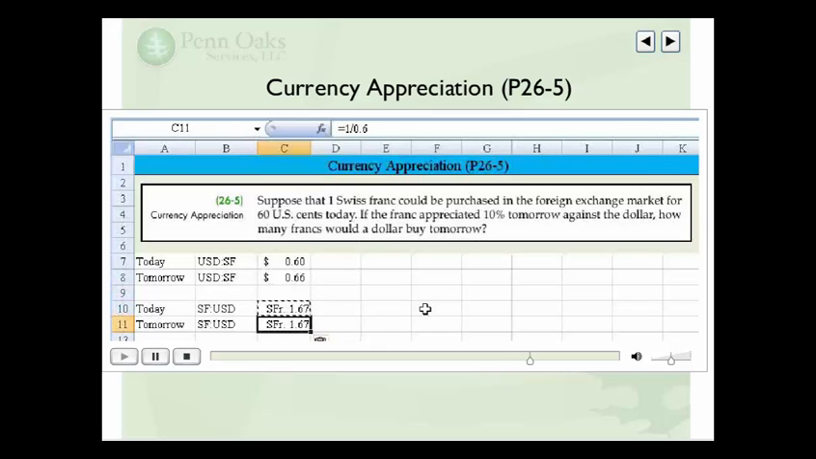Now we can also look at it in terms of what $1 costs us in terms of Swiss francs. And here we would have to take the 1 Swiss franc divided by the 60 cents, but we've had an appreciation of 10% against the dollar. We multiply it times 1.1, and we see that tomorrow $1 would buy us 1.52 Swiss francs. And that's my approach to solving 26-5.